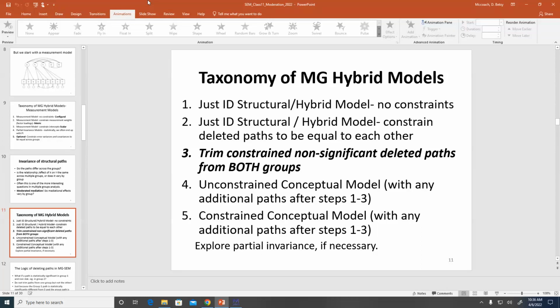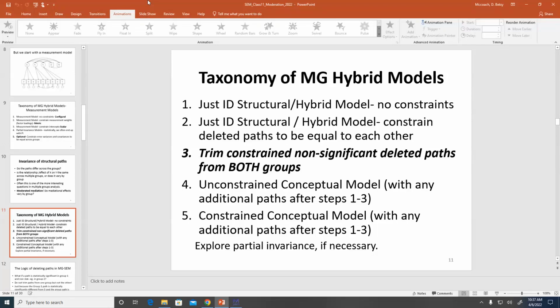So to test whether it's 0, we're going to test if it's equal across the 2 groups. And if it's not equal across the 2 groups, it stays. It's in. But if I can constrain it to be equal across the 2 groups, then I'm going to test whether I can delete it. Once I've constrained those paths to be equal, if the constrained path is not statistically significantly different from 0, then I can trim that path. But I want to be able to trim the path from both groups.